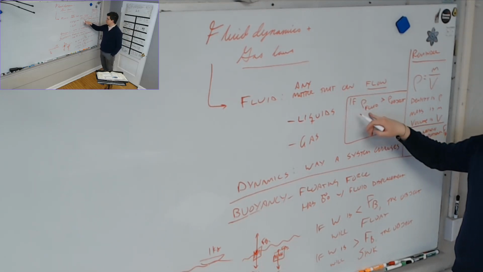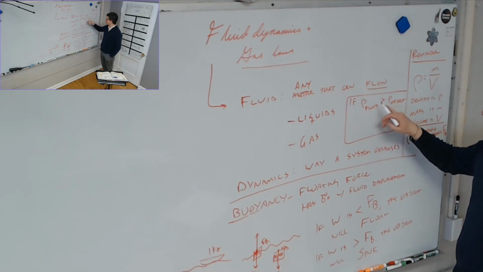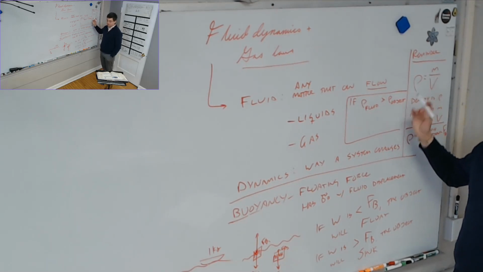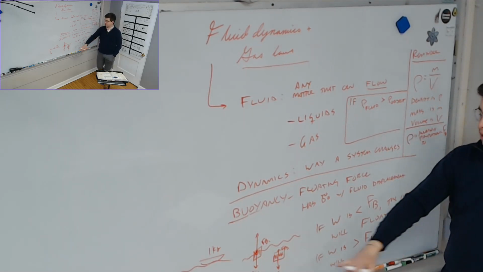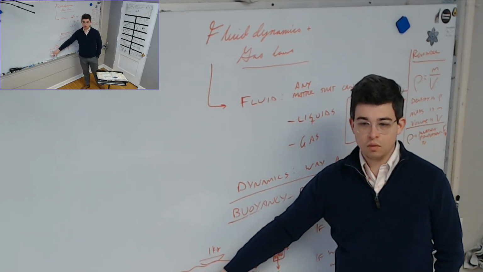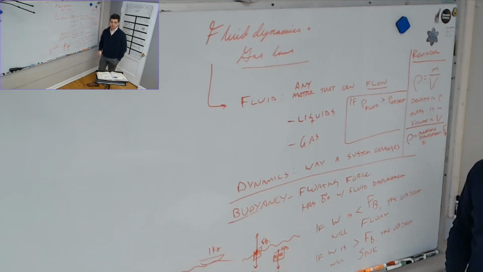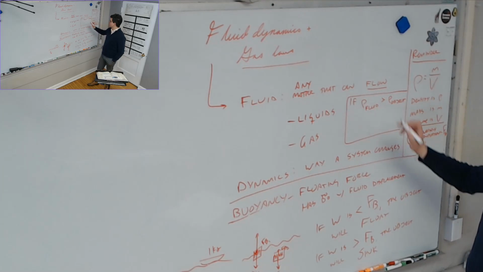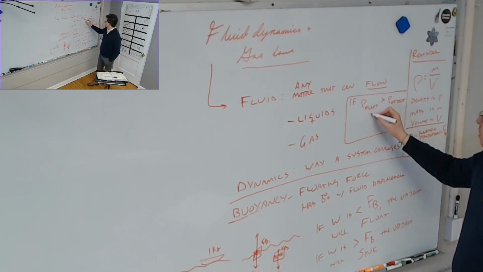This is rho sub fluid. What does that mean? What's rho? Density of the fluid, yeah. If the density of the fluid is greater than rho sub object, the density of the object, what's going to happen? If our blood is denser than the object that's in it, what's going to happen to the object? It'll float. If the density of the fluid is greater than the density of the object, we call this floating.